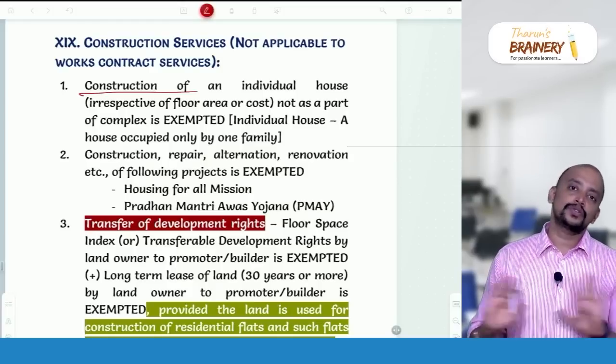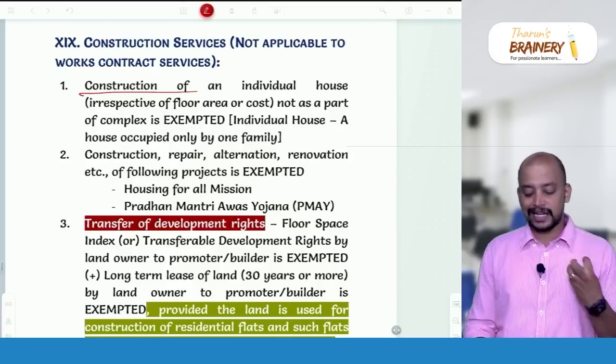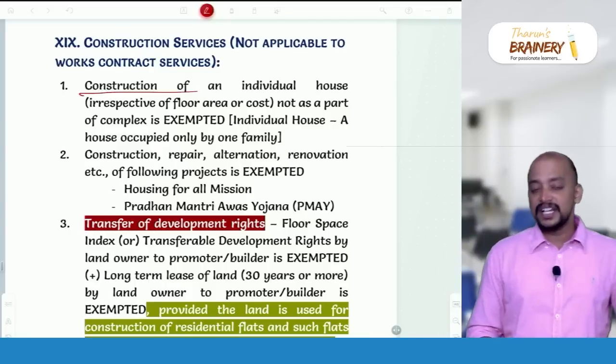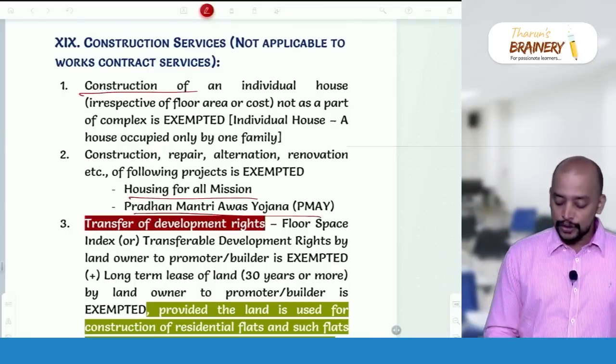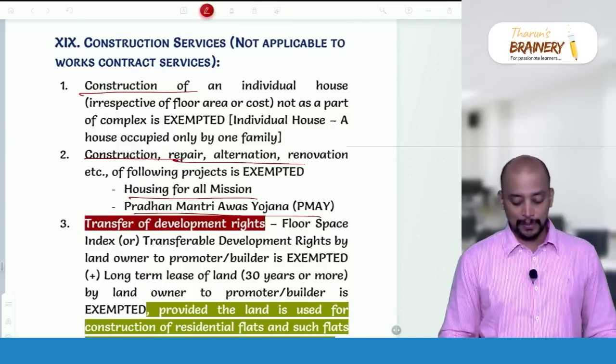Construction of an individual house, whatever may be the consideration, that consideration collected will be exempted. Whereas if it is a project covered under Housing for All Mission or Pradhan Mantri Awas Yojana, not only construction but also repair service will be exempted.